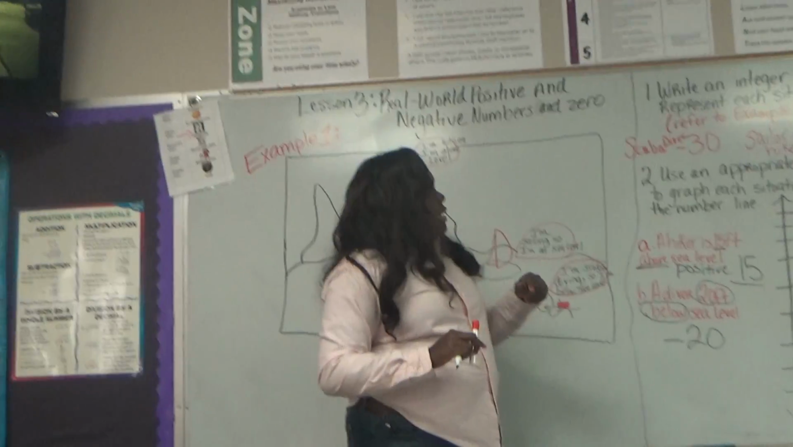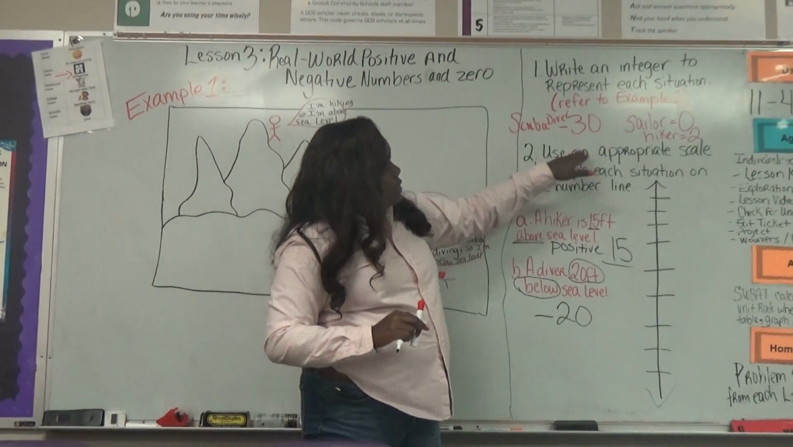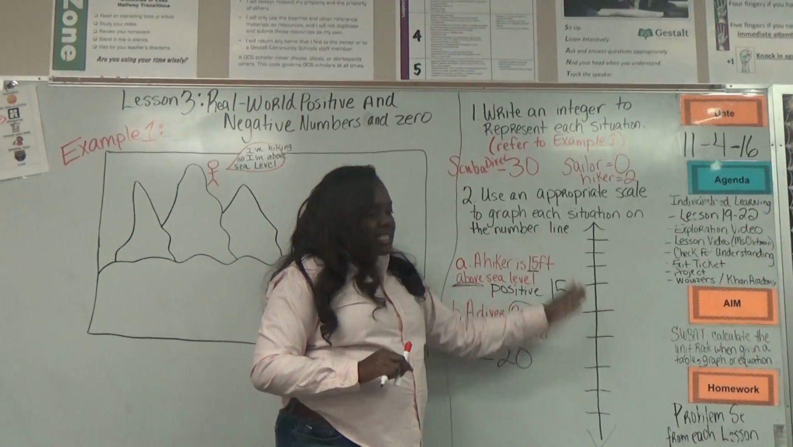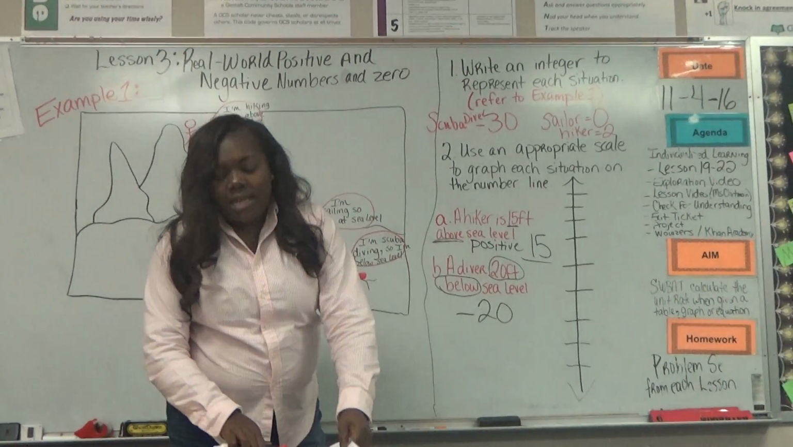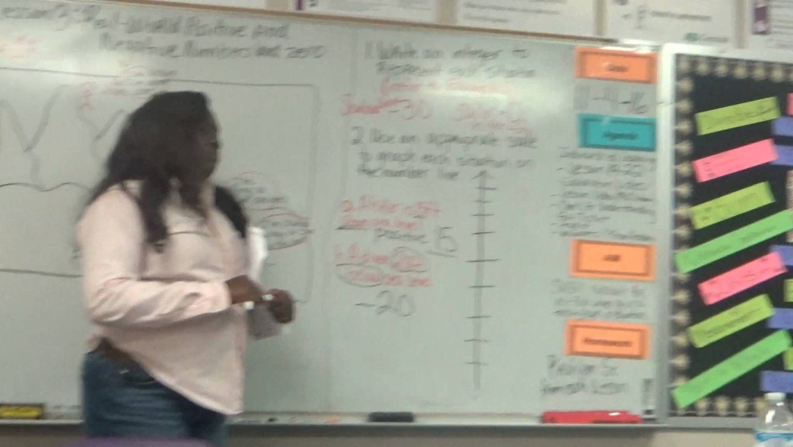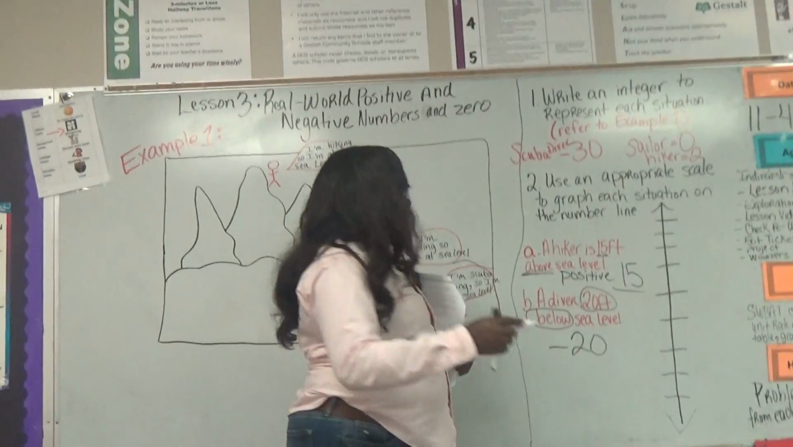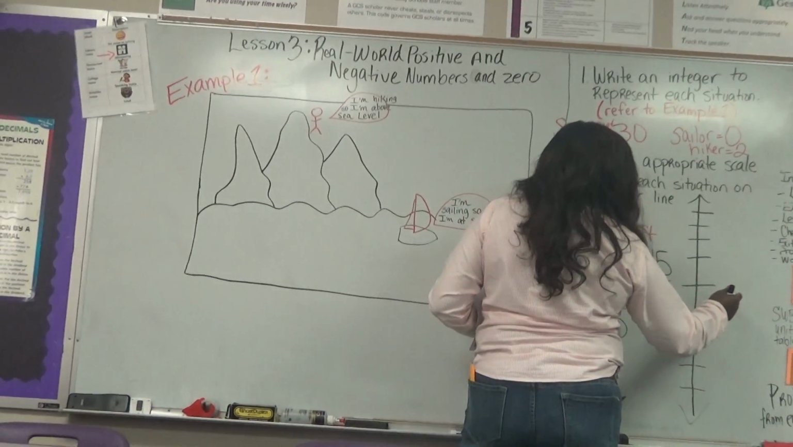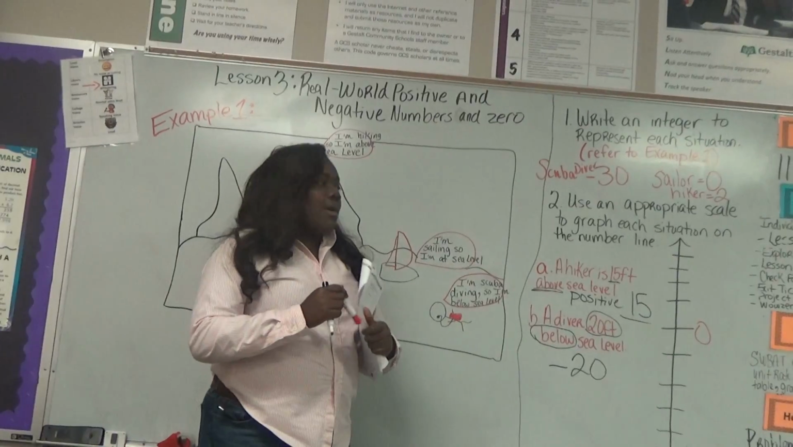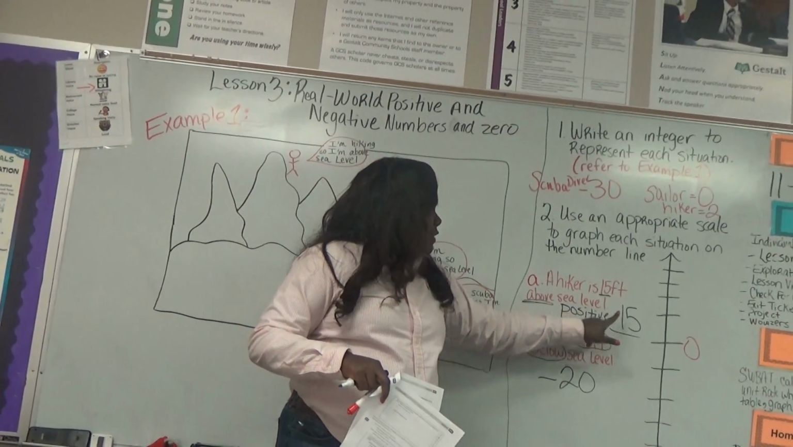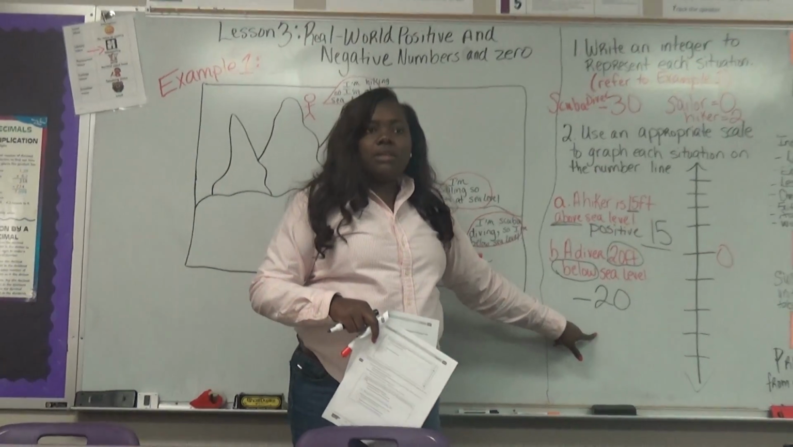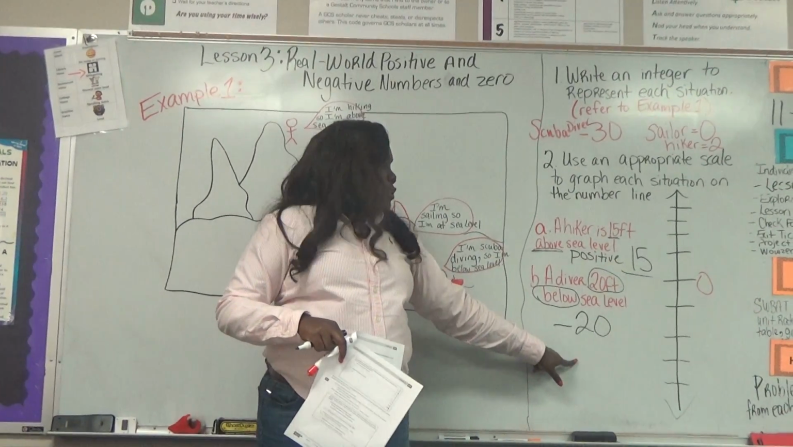Now if I go back to my directions, it tells me to use an appropriate scale to graph each situation on the number line. So this is still a vertical number line, and I know that what is in the middle of my number line? Zero, at the center point. So I'll put 0 there, okay? So I have to make it to a positive 15 and a negative what? Negative 20.